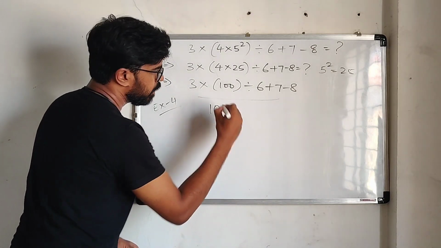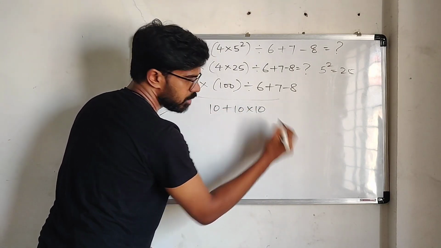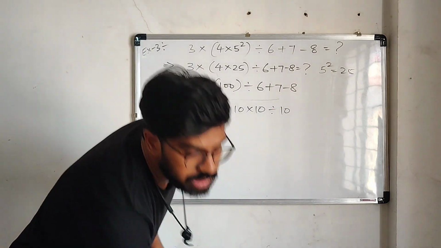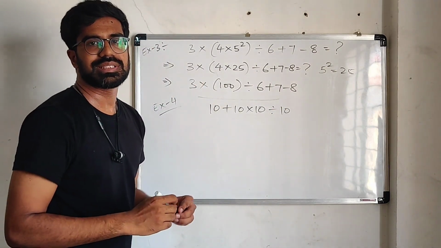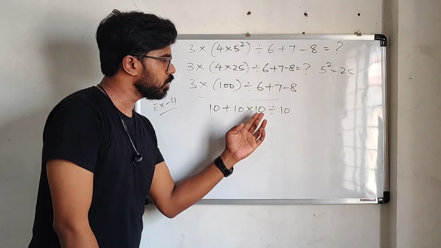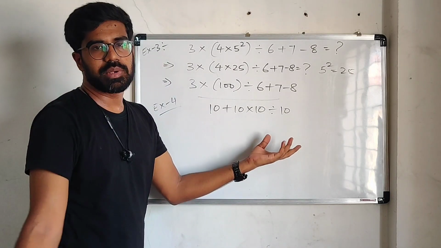10 plus 10 into 10 divide by 10. All the numbers are same except for the signs are different. So here 10 plus 10 you will be doing, or 10 into 10 you will do, or 10 divided by 10 you will do. Simply follow the BODMAS.